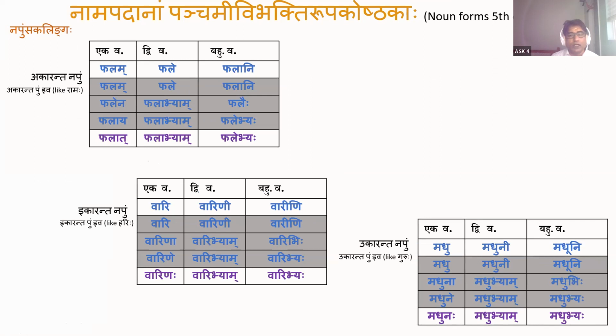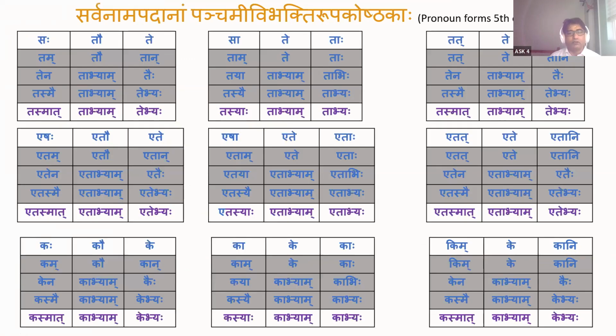We came across all types we are using, Akara, Ikara of Pullingam, Strilingam, and Napumsakalingam. We have all the reference words we used consistently across Ekavachanam, Bahuvachanam, Prathama Vibhakti, Dvitiya Vibhakti, Tritiya Vibhakti. Also Panchami Vibhakti we used.